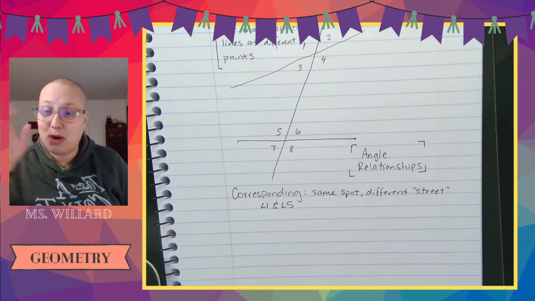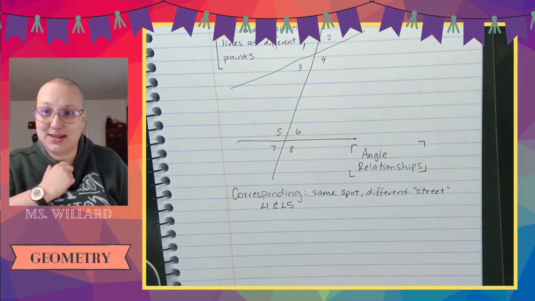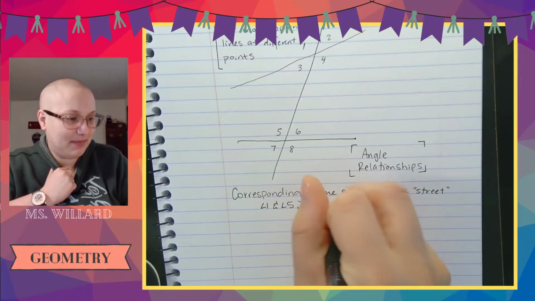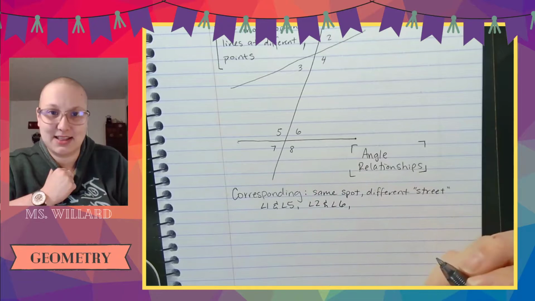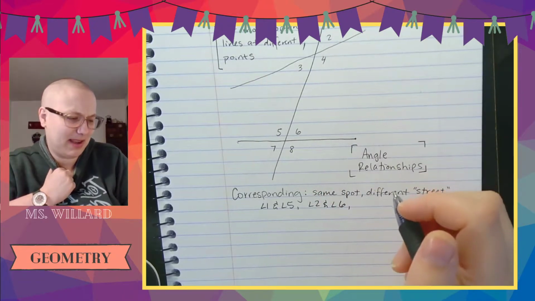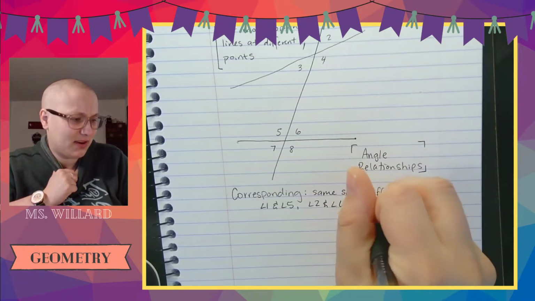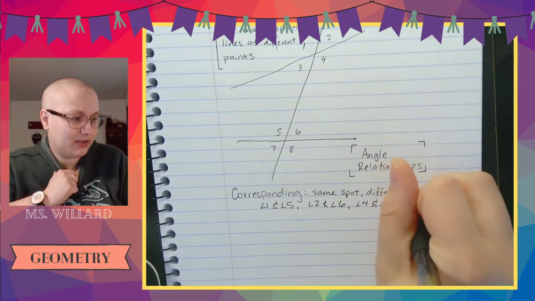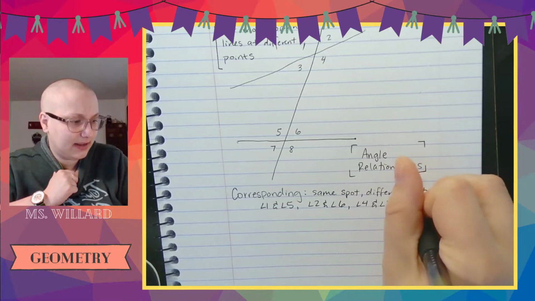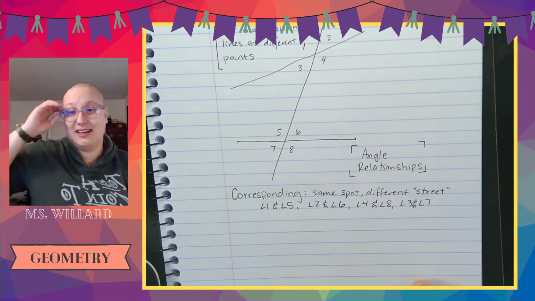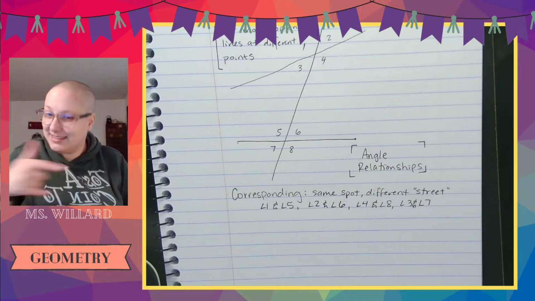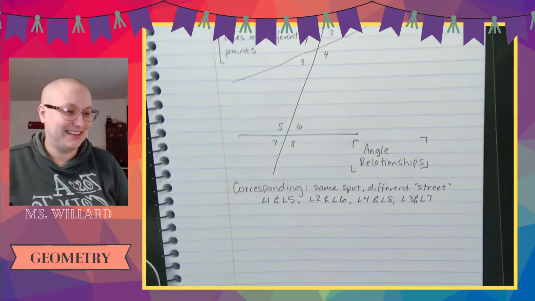There's 3 more. Pause and see if you get it before I do. Pause. Good job. Angle 2 and angle 6 is another one. Same spot, different house, or same house, different street. Angle 4 and angle 8, and angle 3 and angle 7. Did you get them? If so, high five. If not, write down the right answers.